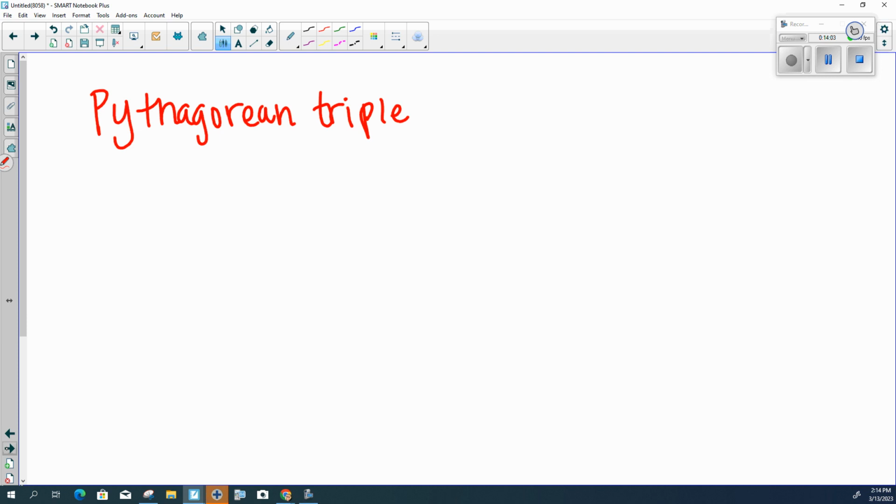Does anyone remember the example from a minute ago of the Pythagorean triple? What was it? 3, 4, 5. Yes, a 3, 4, 5. If you put these into the Pythagorean theorem, they work. 3 squared plus 4 squared is 5 squared. So on your homework, it's going to have you find the missing side. Then it's going to ask, is this a Pythagorean triple? So you're just looking for whole numbers. They're all 3 whole numbers, and they work in the Pythagorean theorem.